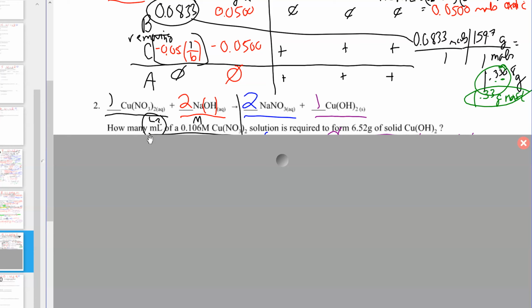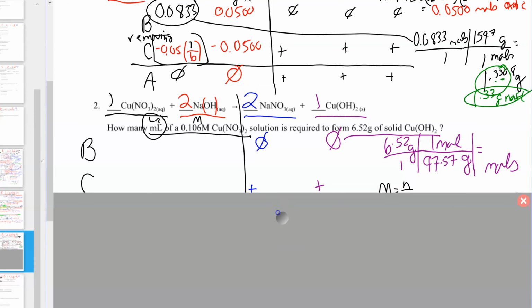Okay, problem 2 says, how many milliliters of a 0.106 molar copper 2 nitrate solution is required to form 6.52 grams of solid copper 2 hydroxide? Here's the equation. You had to balance it yourself. I just put hydroxide in parentheses here. That way you can see how it balances easier.